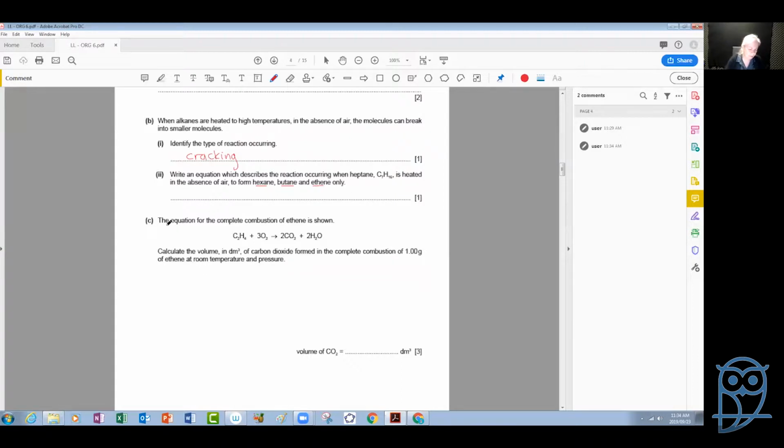Yeah, so that's all that we need to do here. So there is the heptane, and this, after cracking, breaks into these 3 items only. So this is the hexane, and what is this? Butane with 4 carbons and 10 hydrogens, and okay, ethene. Now be careful, that is not ethane, it's ethene.